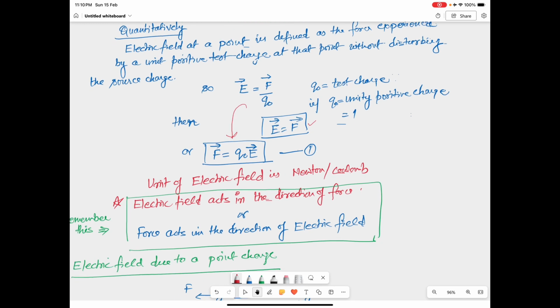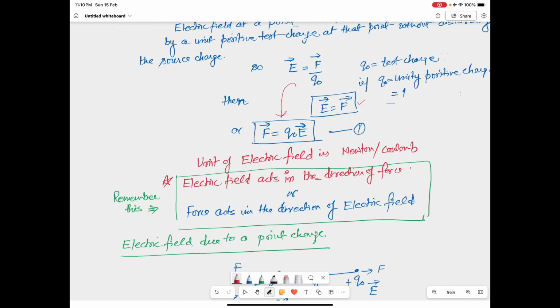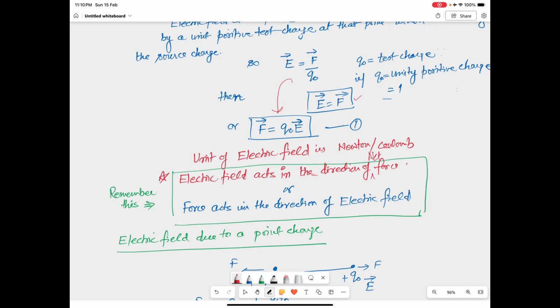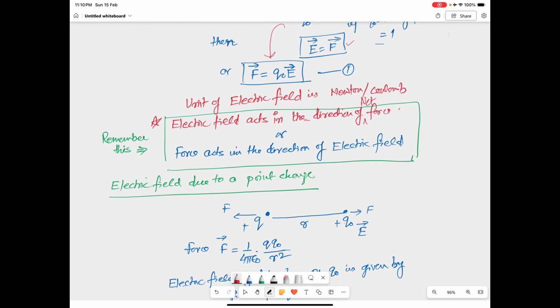So the unit of electric field is newtons per coulomb. You must remember these two things. Electric field acts in the direction of the force, in the direction of the net force, because of all the different charges at a particular point. Or the force acts in the direction of electric field. So both are the same. The force will always act in the direction of the electric field, or the electric field acts in the direction of the force.